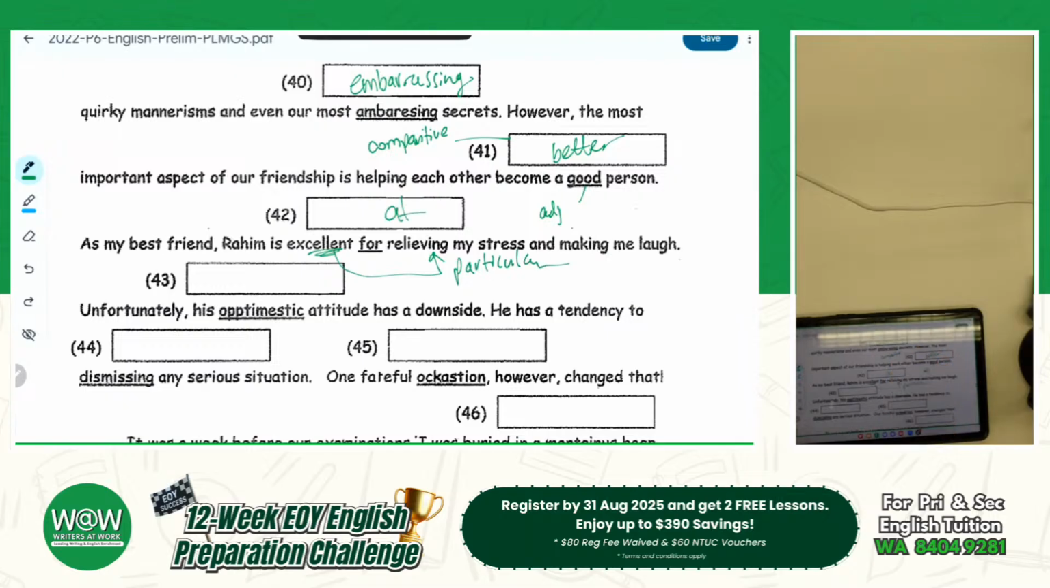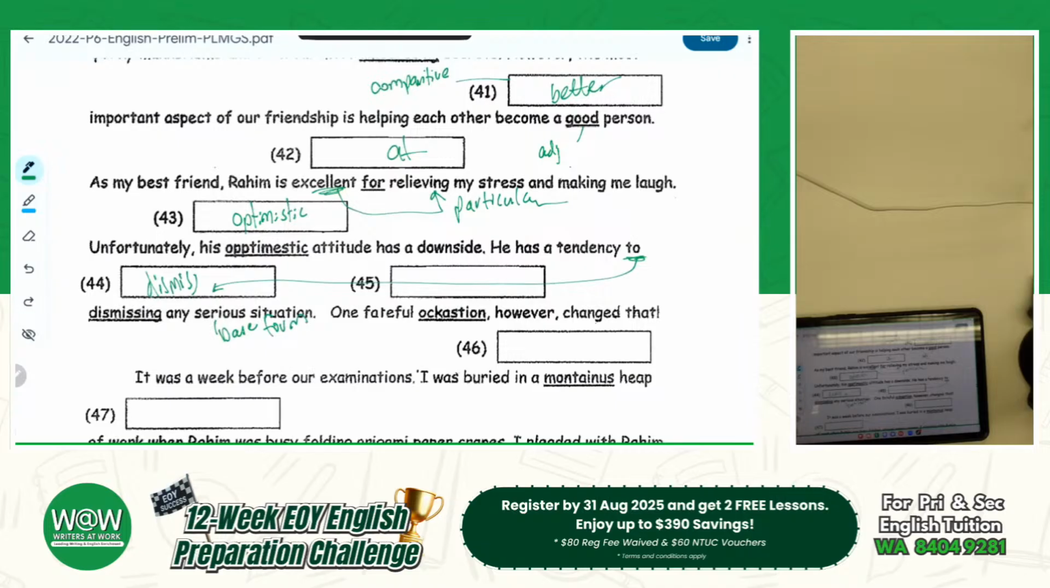Okay. Unfortunately, his optimistic attitude has a downside. So optimistic is a spelling error. This is how you spell it. He has a tendency to dash any serious situation. So when you have to, it needs to be followed with the base form. That is present tense and plural. So you'll be dismiss. One fateful occasion, however, changed that. So occasion is also spelled wrongly.